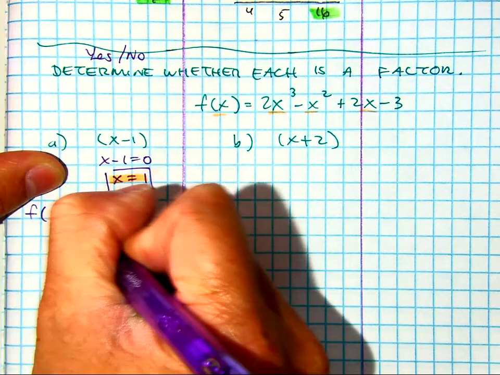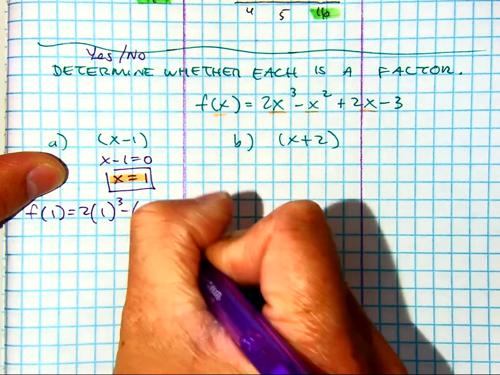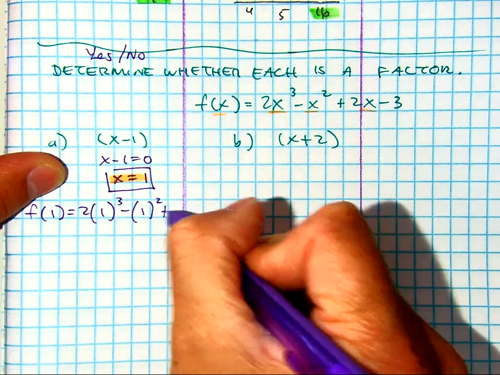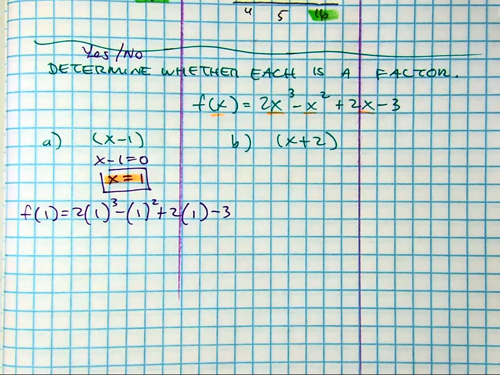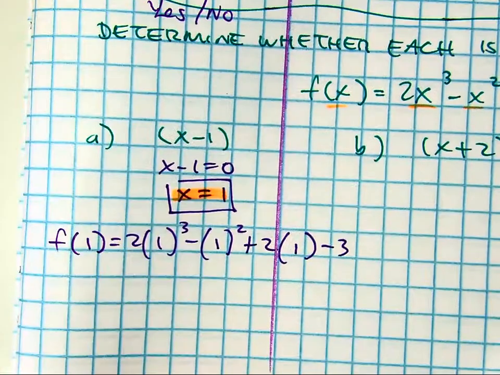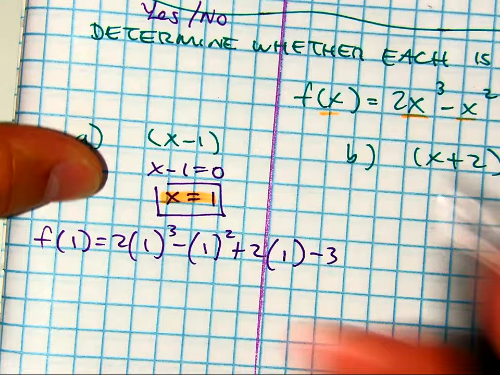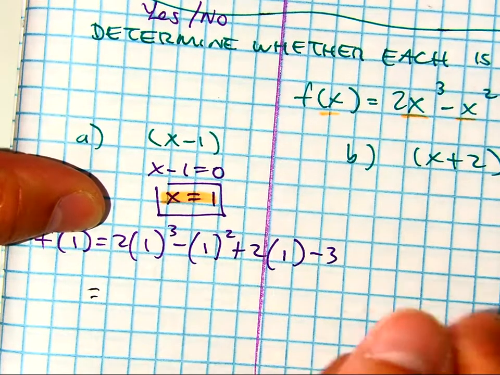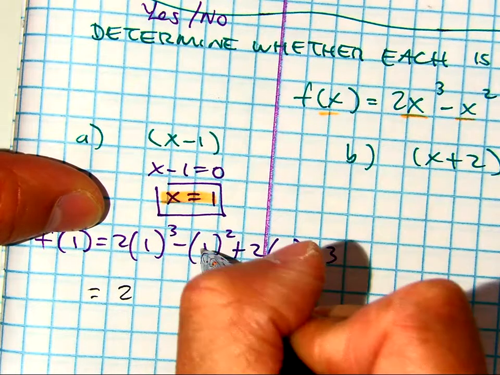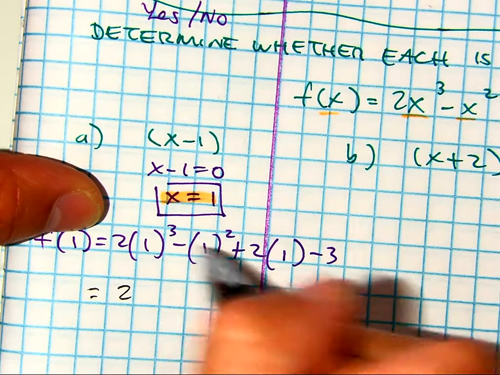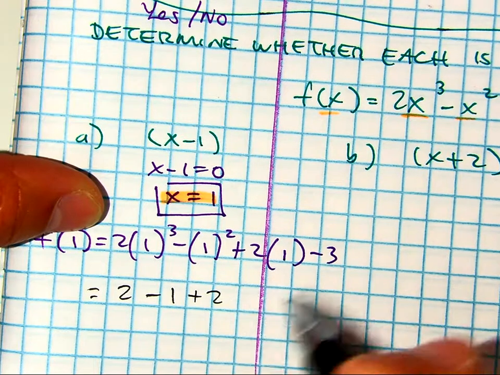f of 1 equals 2 times 1 cubed minus 1 squared plus 2 times 1 minus 3. So basically all I did was I put in x equals 1 for every x value. And then we're just going to simplify. 1 cubed times 2. 1 squared, opposite of that. 2 times 1, positive 2. And then minus 3.